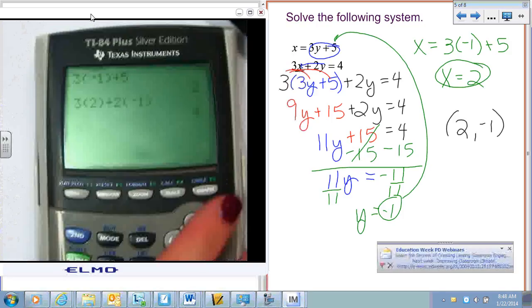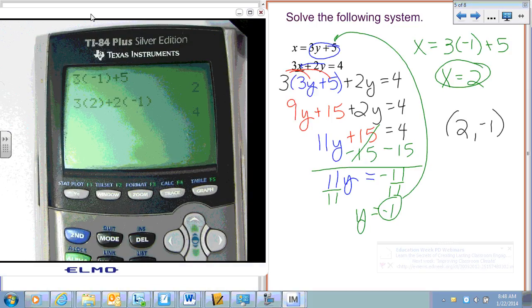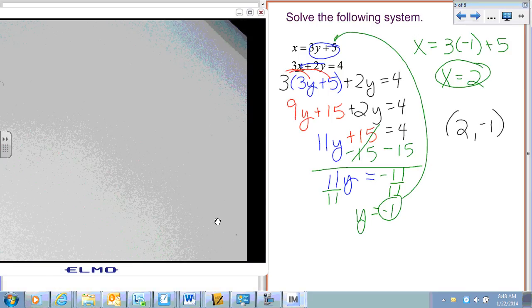All right. So that's what your checks will look like, ladies and gentlemen. I did glance at the worksheet. It says then check your answers, so I want to see you plugging those into each equation. But it's something as simple as 3 times 2 plus 2 times negative 1. You just have to show me it equals 4. Okay? Let's take a look at the next example.